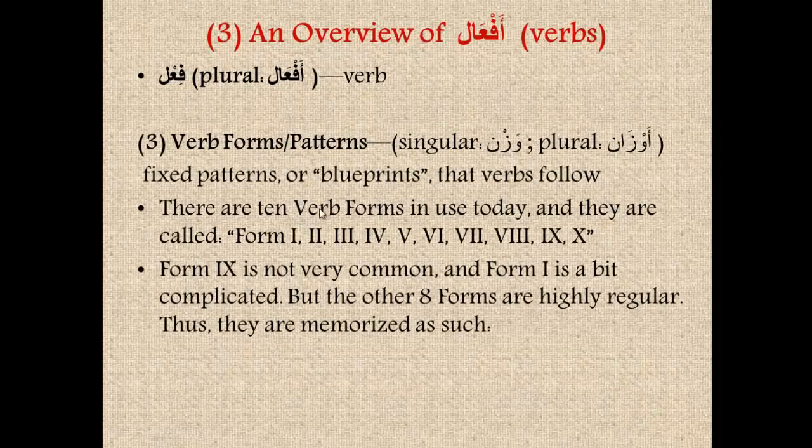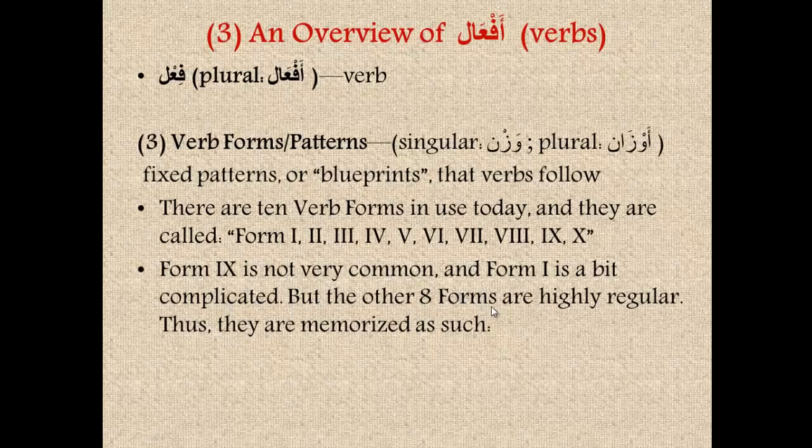There are 10 verb forms in use today, and they are called form 1, form 2, form 3, etc. until form 10, and we describe them using Roman numerals. That is convention. That's just how it works. So Roman numeral 1, 2, 3, 4 up until 10. Form 9 is not very common, and form 1 is a bit complicated. So you won't see form 9 a lot or at all. And form 1 is complicated. By that, I mean form 1 has many different variations within it.